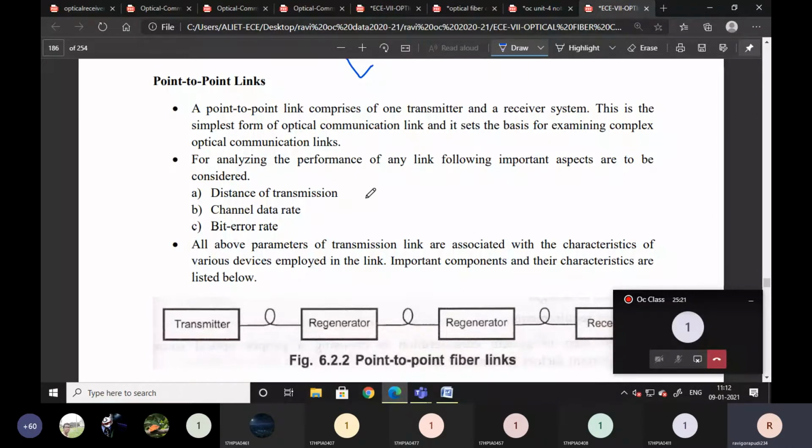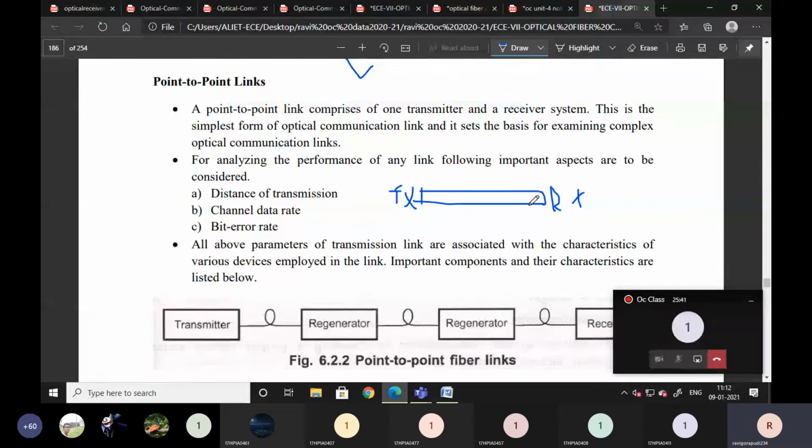First one is the distance of the transmission. For example, I have one transmitter, and in the same manner I have one receiver. In between transmitter and receiver, what is the distance? That is the distance of the transmission. How much distance we are going to transmit the light signal. Not only for this one, but for any communication system, distance is the major parameter.